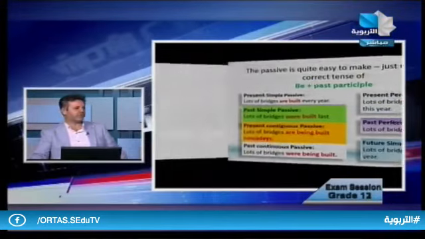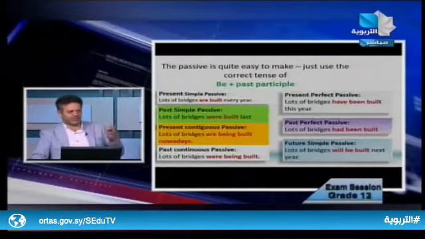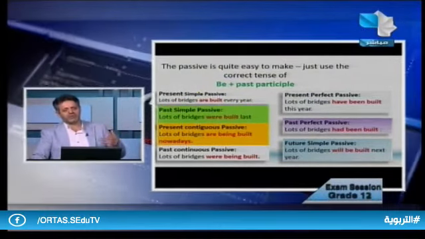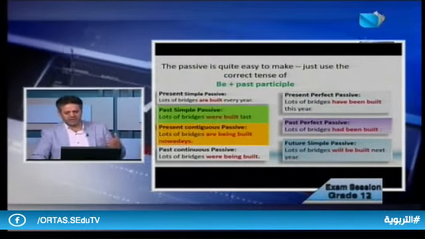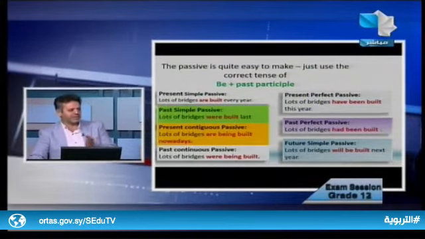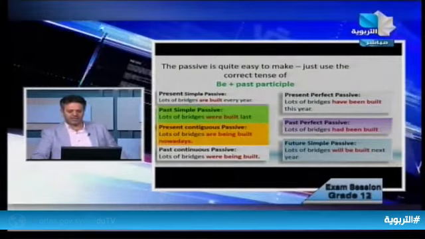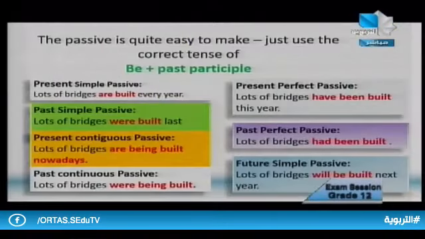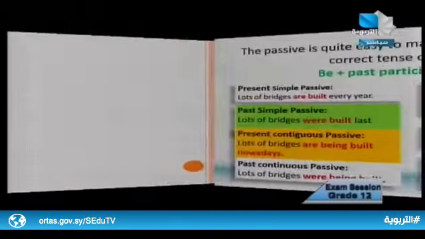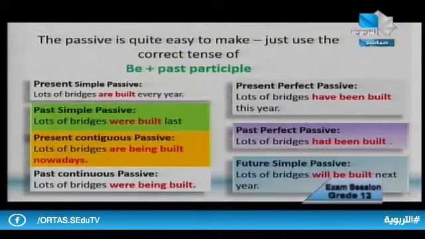Now we are going to talk about the modals. All modals have one specific rule in the passive, which is the object plus the modal plus be plus verb 3. Example: they will build a lot of bridges. A lot of bridges will be built next year. Good. Thank you very much.